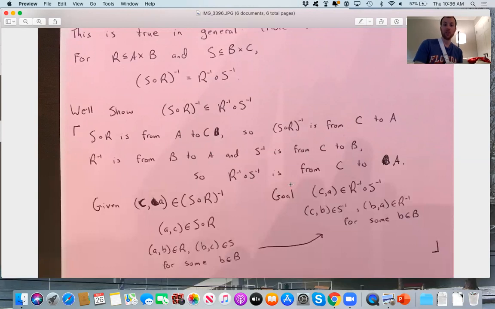So in this composition, we start with something in C, S inverse relates that to B, then R inverse takes over and relates that to something in A. So this composition, again, is from C to A, so it's the right set. And so they're at least living on the right sets, so we can try to show that they're equal.